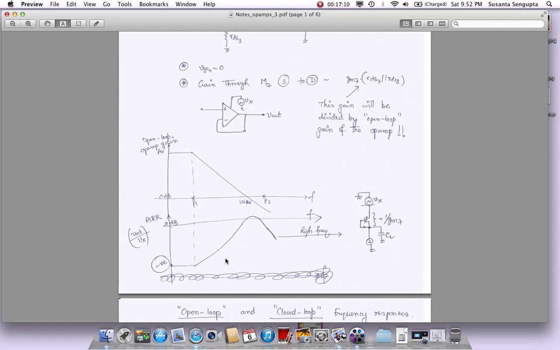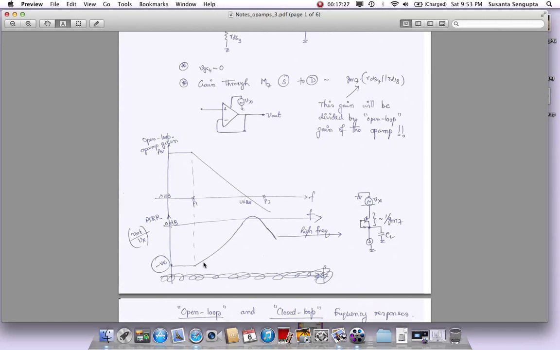Okay, so this is important because, what does all this mean at the end? If you have a PSRR plot for this op-amp, and if you're told that, hey, this is the specification for the PSRR that I need.